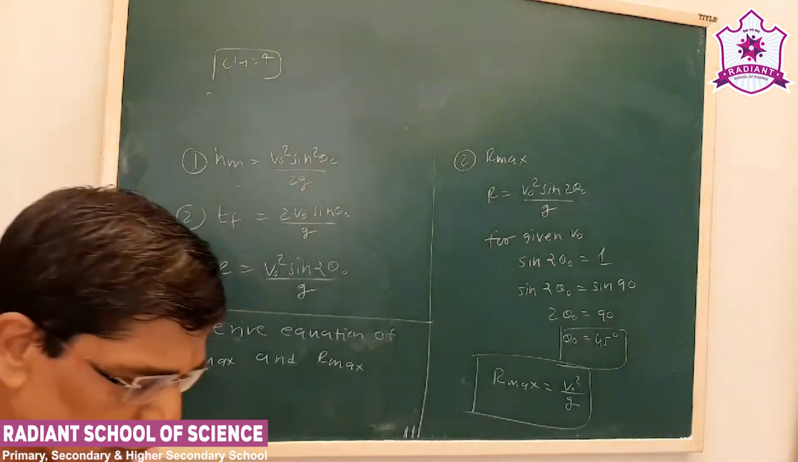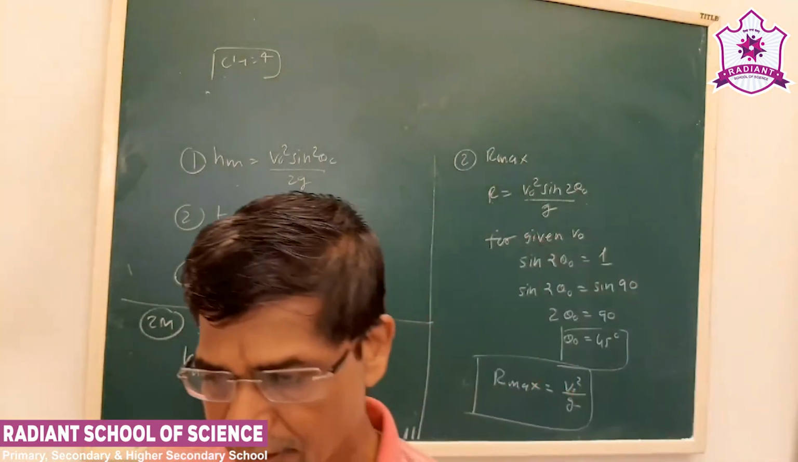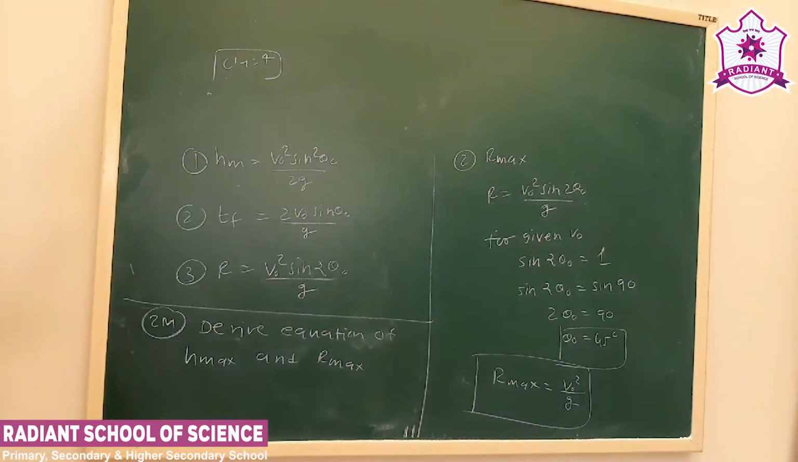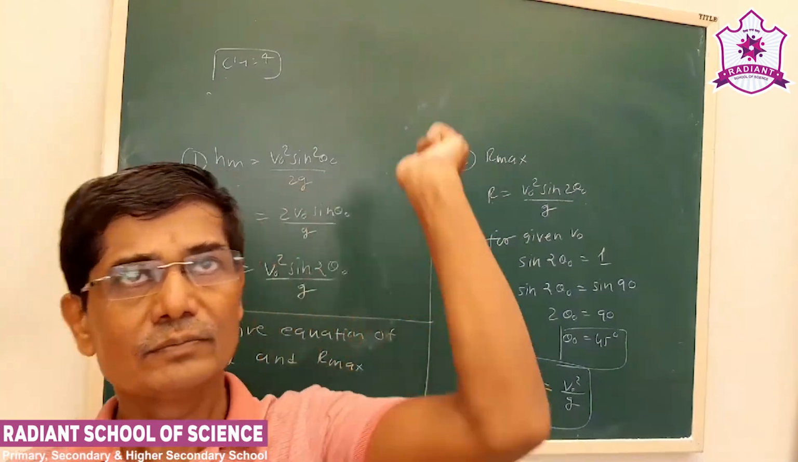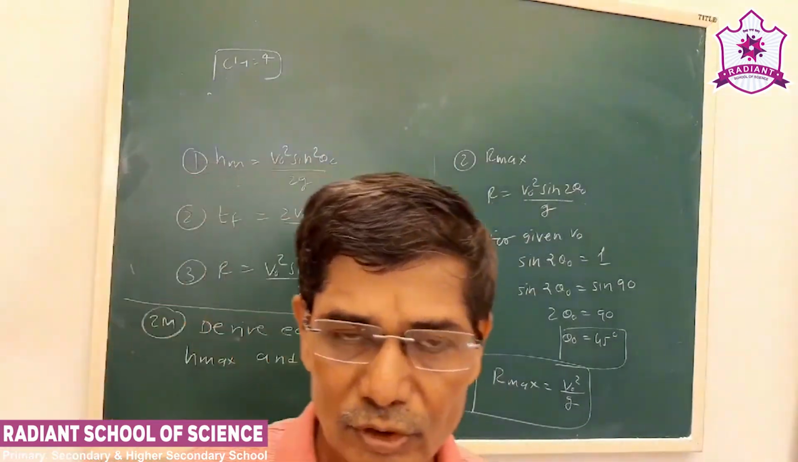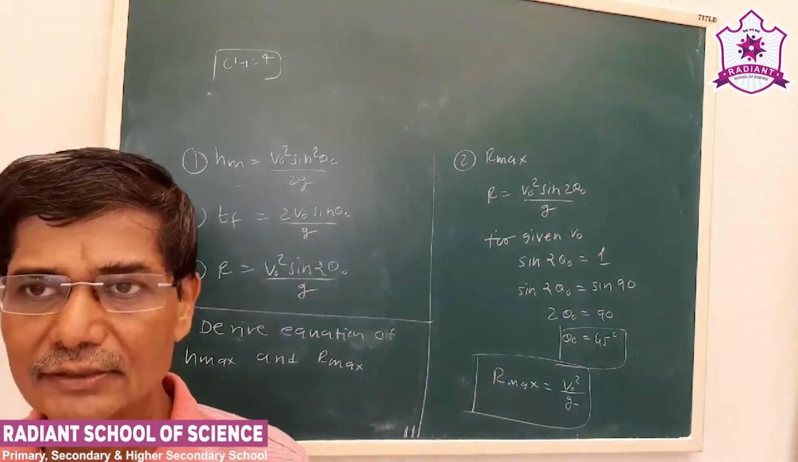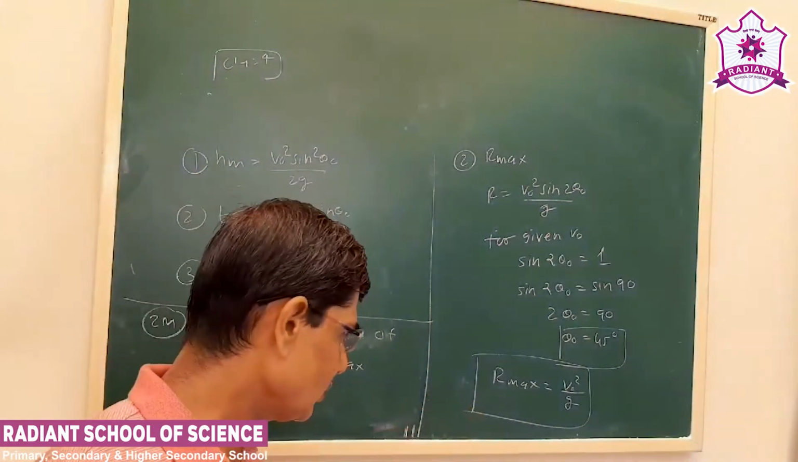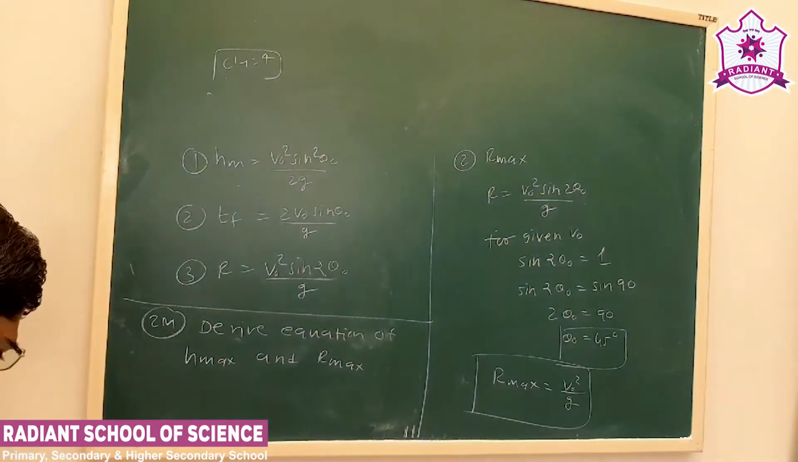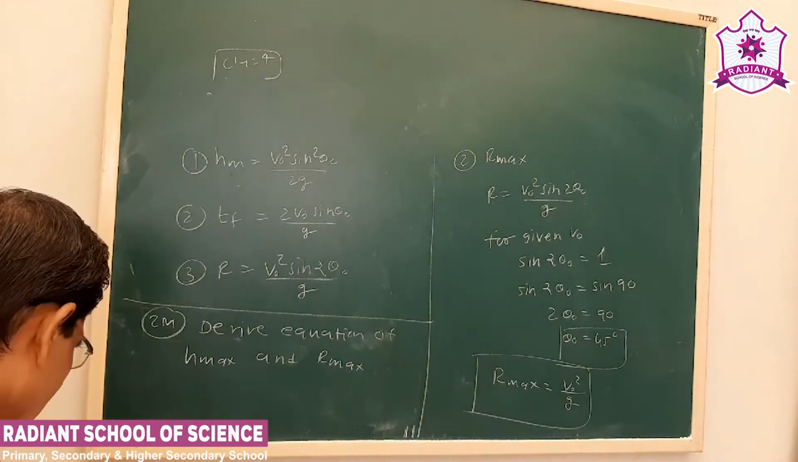Now you studied in your physical education subject, when in a javelin throw or a shot put, it is projected at an angle of 45 degree, the range becomes maximum. So this is about the Hmax and Rmax. Now this was about the projectile motion.